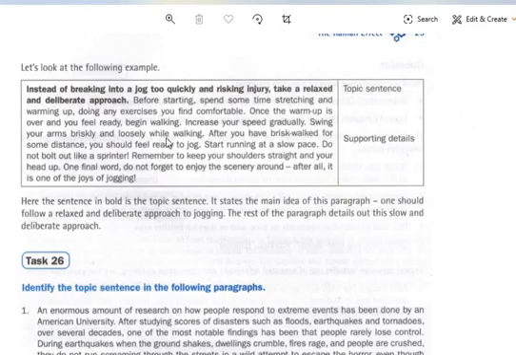And how are they supported? See here, these are supporting details. The paragraph lays out some information that before starting you have to do this. Once the warm up is done, you are supposed to do that. Then gradually increase your speed. Start running at a slow pace, and at last, what are you supposed to do?